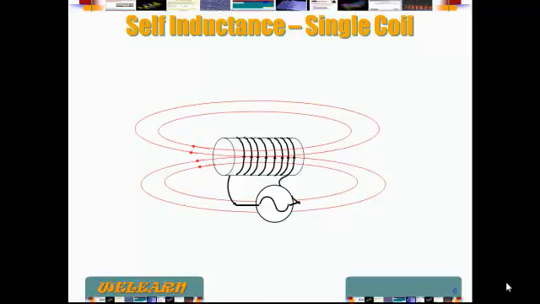Okay, consider this now. We have a single coil, just one, but it is again connected to an AC source. Because of that AC source, the current through the coil is going to be changing. So current is going to change, which means the magnetic field produced by that coil is going to change as well.